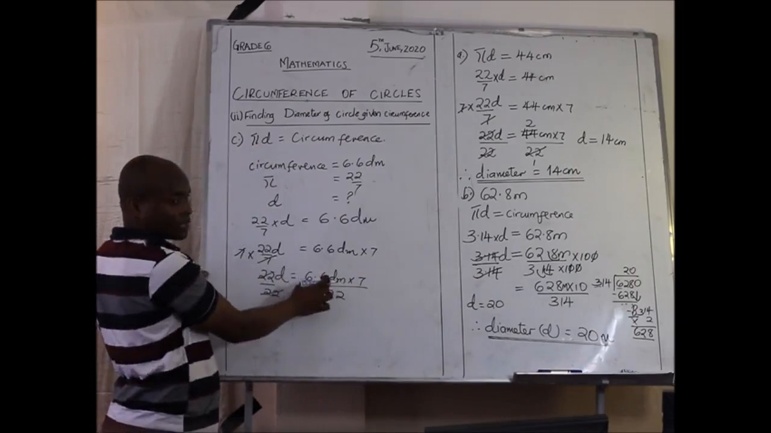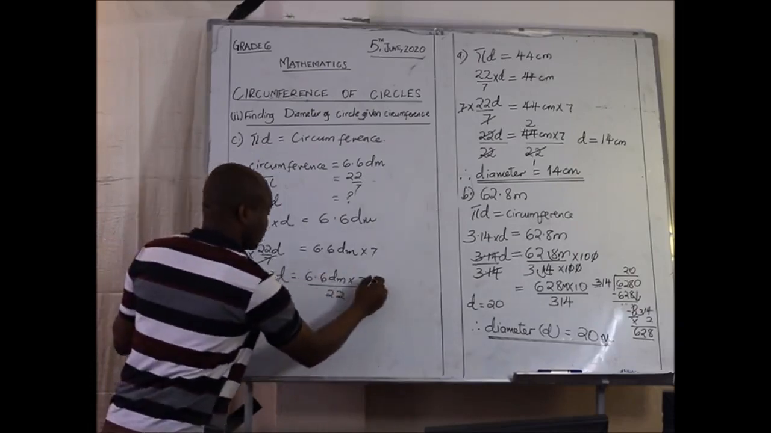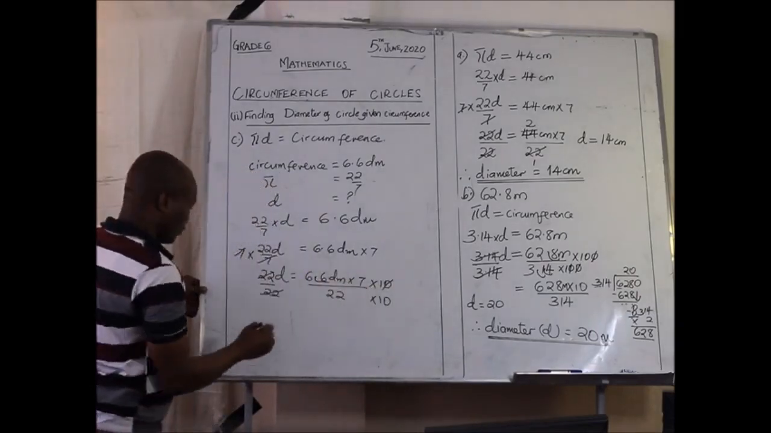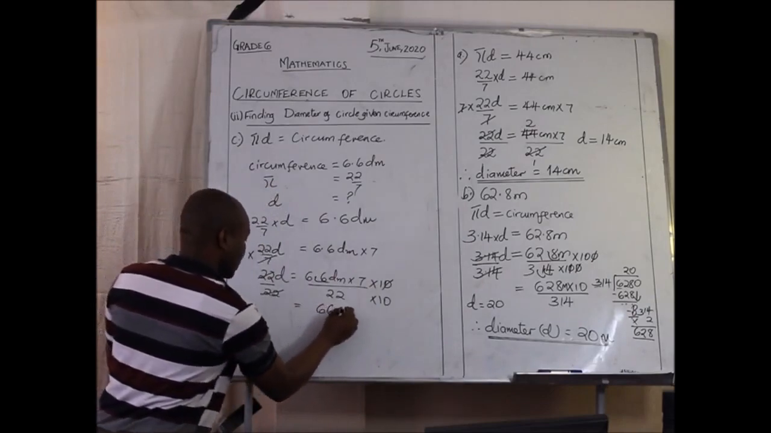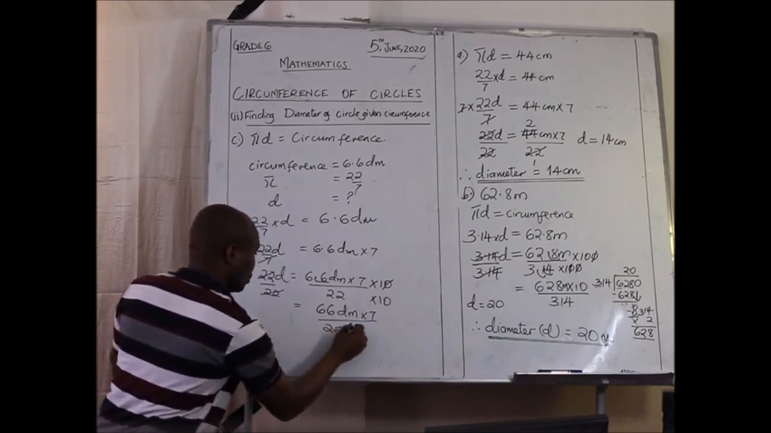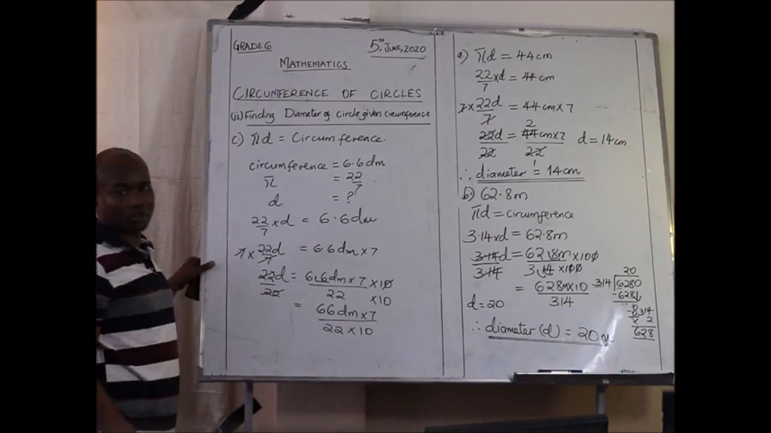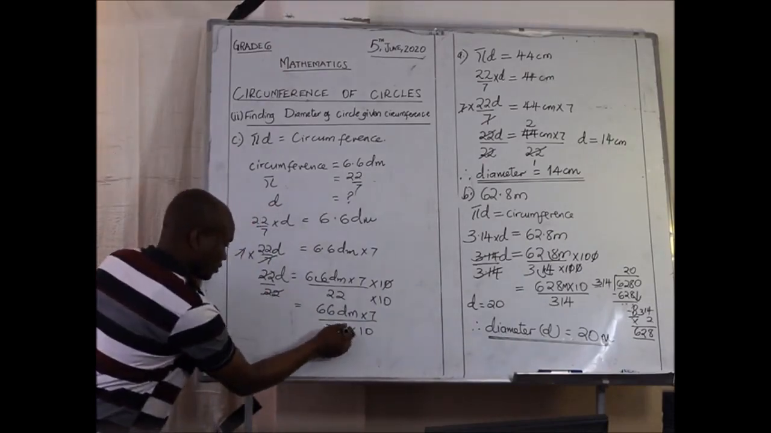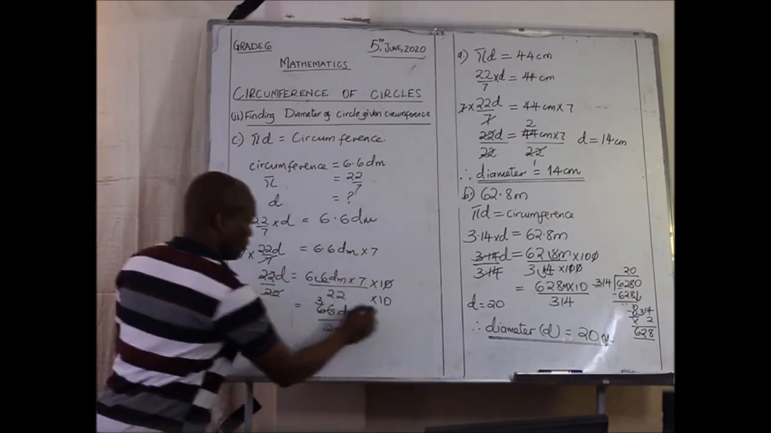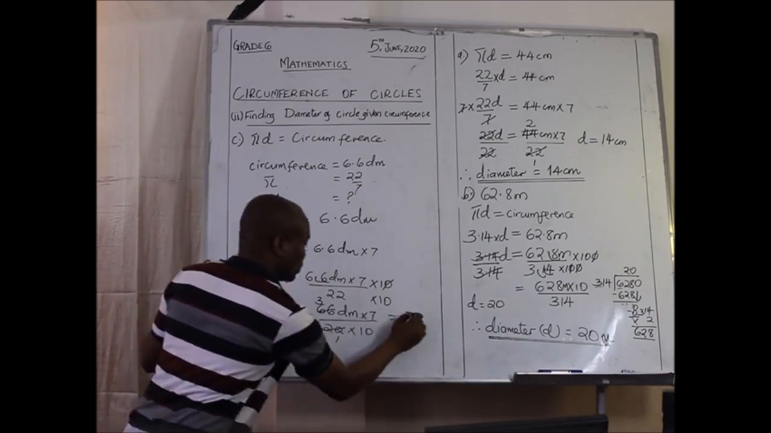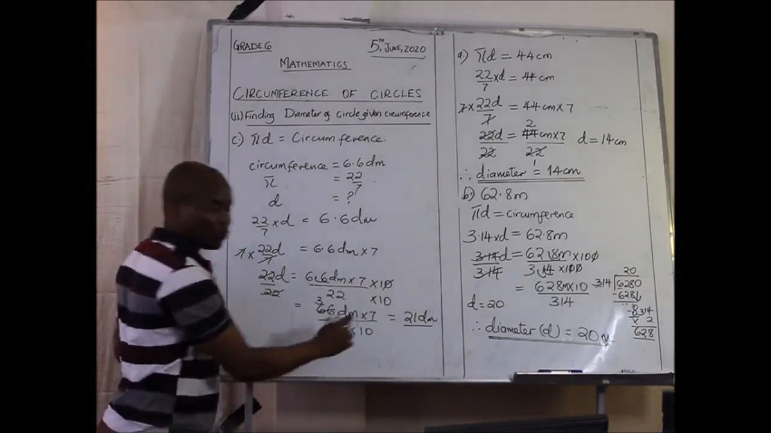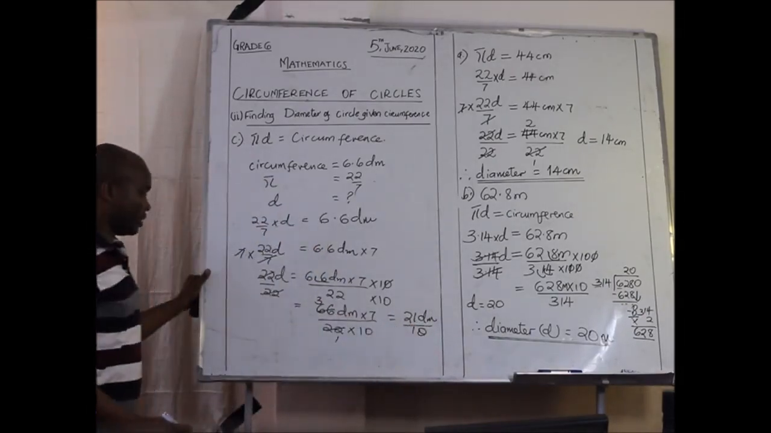Thereafter, look at this number. It has one decimal place. Multiply both sides by 10 to remove the decimal. Thereafter, you will get 66 decimeter multiplied by 7 over 22 multiplied by 10. In this case, there was no decimal to multiply. So, this one goes there 1, this one goes there 3 times. So if you multiply the numerator, you will get 21 decimeter over 10.